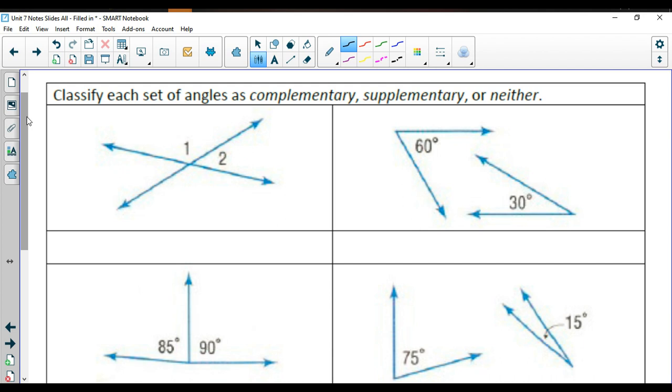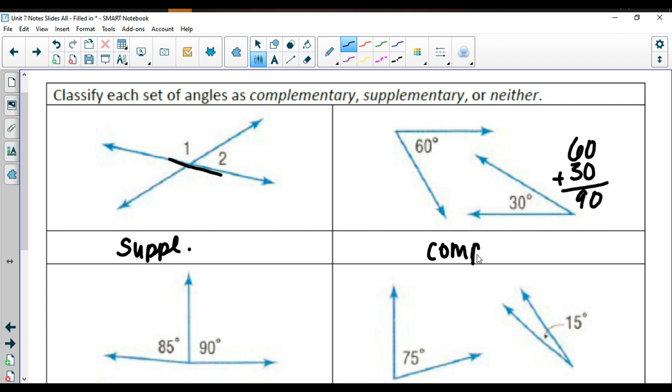So we're going to take a look at a couple here and classify them. In this first one, we have 1 and 2 as the two angles we're looking at. Noticing they form that straight line, these are going to be supplementary. You're welcome to shorten that if you would like. For these two angles, they're separated, but if I do 60 plus 30, I do end up getting 90 degrees, which tells me that these two are complementary together.